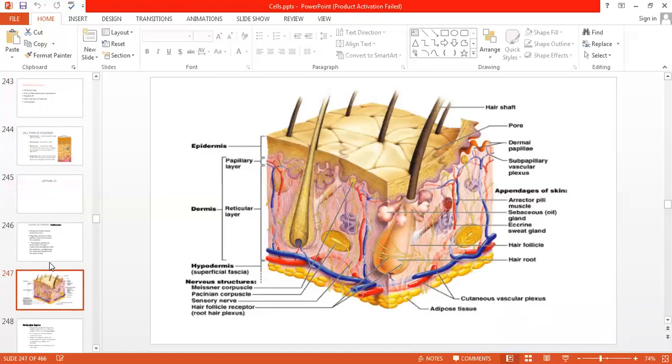This is the shape of the skin, which previously I have shown you. There is a hair follicle, folds are there in the skin top in epidermis. Dermal papillae, subpapillary vascular plexus, these arteries and veins and nerves are there. Appendages of the skin. Erector pili muscles are there which keep the hair straight. Eccrine sweat gland which produces the sweat. Hair follicles, hair roots.